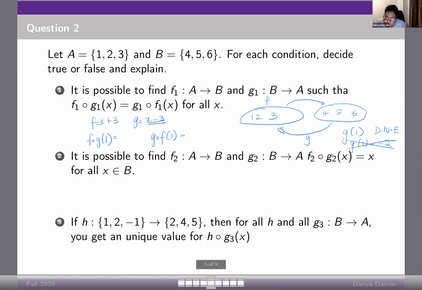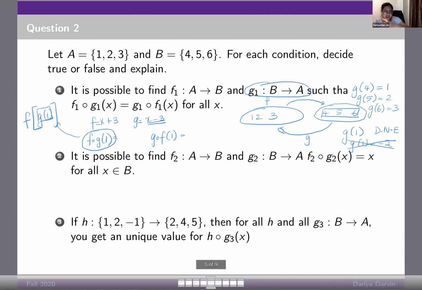g is only defined for g of 4. This is the only thing you know. g of 4 is 1, g of 5 is 2, g of 6 equals 3. So you can find g only on 4, 5, and 6. That's why this was given. The domain is B. So when I say f of g of 1, this basically means f of g of 1. You first have to find g of 1 and whatever you output, you get f of that. But g of 1 does not exist.